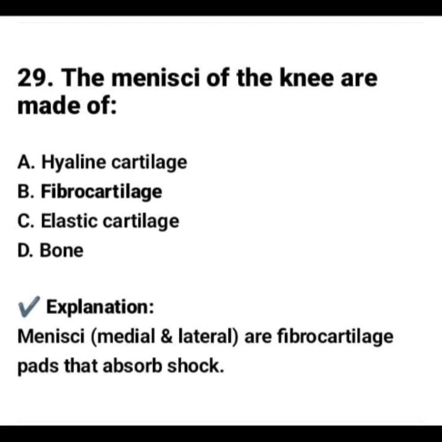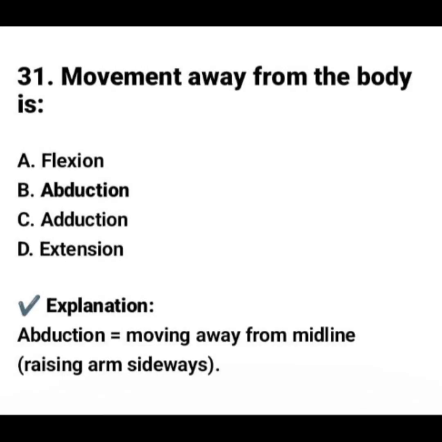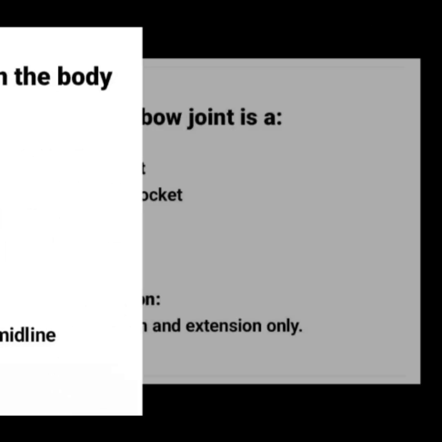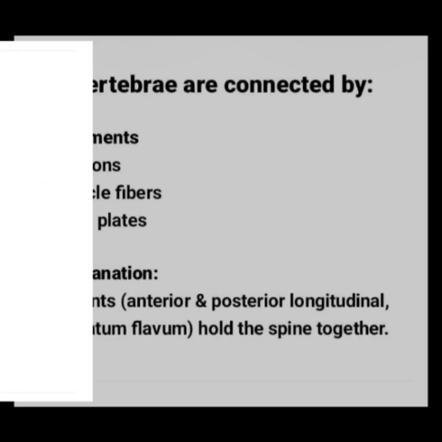The menisci of the knee are made up of fibrocartilage. Menisci, medial and lateral, are fibrocartilage pads that absorb shock. Which movement decreases angle of joint? Flexion. Flexion bends the joint and reduces the angle. Movement away from the body is abduction. Moving away from midline. The elbow joint is a hinge joint, allows flexion and extension only.